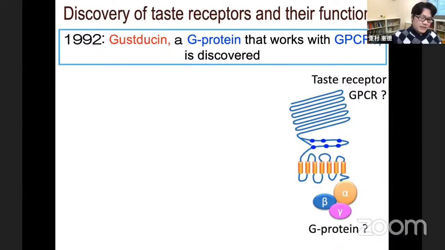The first discovered taste-specific molecule was the G protein gustducin. Gustducin is a G protein that works with GPCR. Maybe these words, G protein and GPCR, are unfamiliar to you, so I will explain them.